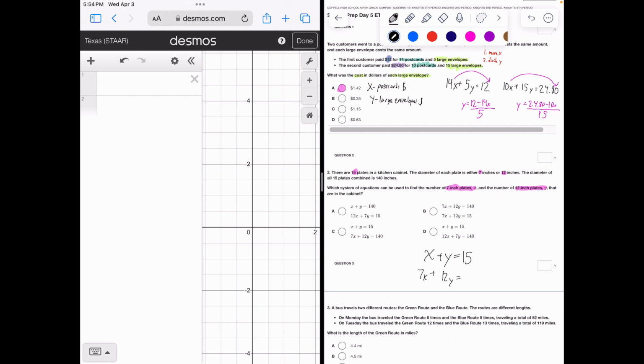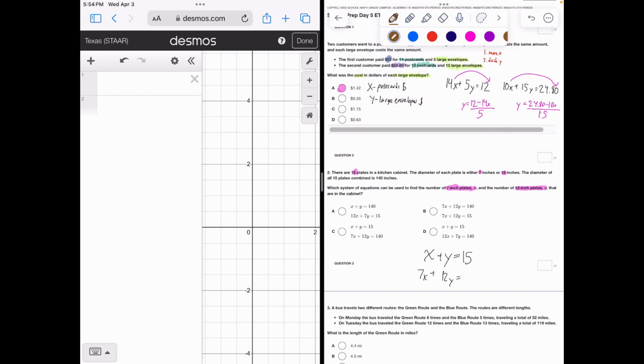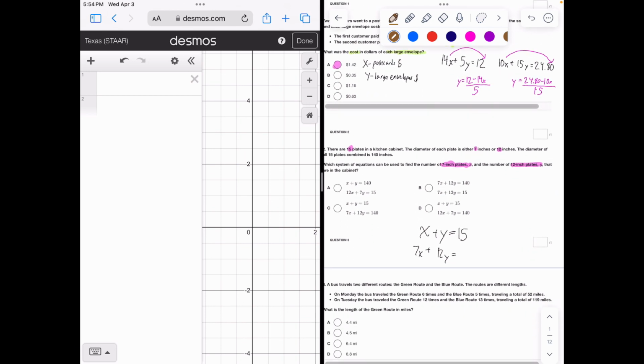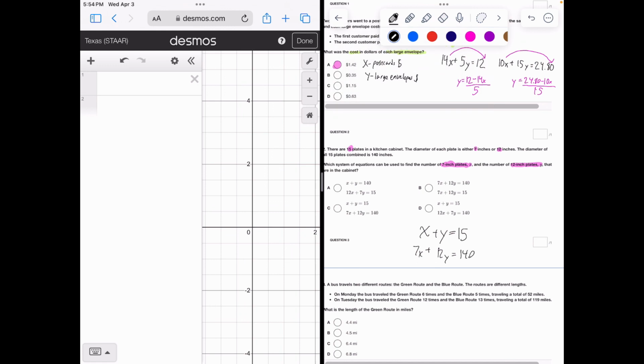Give me a minute to reset this. It gives us 140. And I'm just setting up the question. I'm just setting up the equation. Which answer choice, excuse me, has both these two equations? That's the setup.